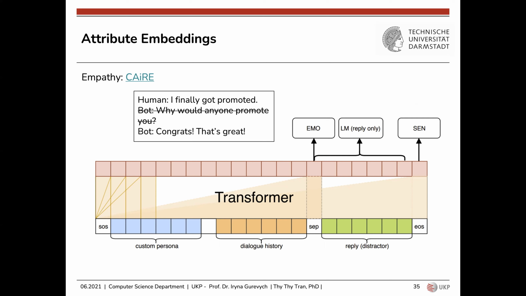So the model here, instead of learning specific embeddings to represent the attributes, learns to predict the emotion of the dialogue at the current time step and generates the response knowing the current emotion.